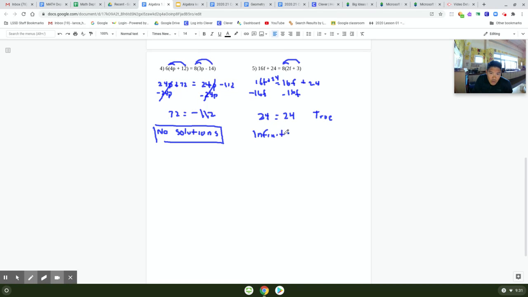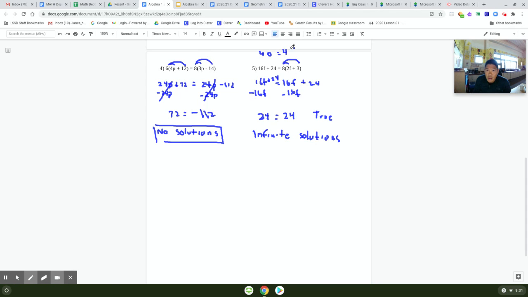So what infinite solutions means is an infinite number of numbers, or in other words, an endless number of numbers that you could substitute back into your original equation would give you a true statement. For example, if I just substituted in 1, 16 times 1 is 16, and then plus 24 is 40. So left side is equal to 40. I'll write that down so I can remember that in a minute here. And then on the right side, if I substitute in 1, 2 times 1 is 2, plus 3 is 5, and then 5 times 8, 40.